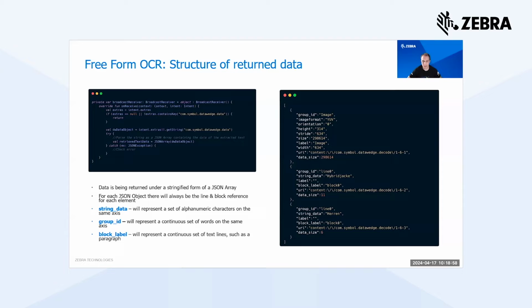An example of this. And for each JSON object, there will always be the line and the block reference for each element. And in this case, the very first element of any JSON array that we are going to get will be the actual image. So you can also decode the image as well. And there's documentation on how to do that on TechDocs. And the params, in this case, the string data, the group ID, and the block label are all referencing the 3 components that we were discussing previously. So lines, blocks, lines, and characters, basically. So those three params are going to be referenced to those 3 components mentioned before.